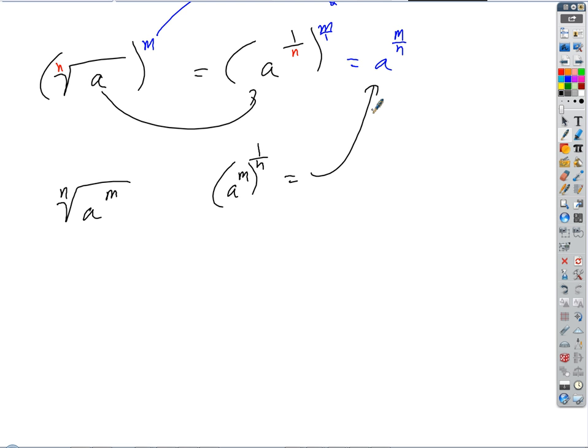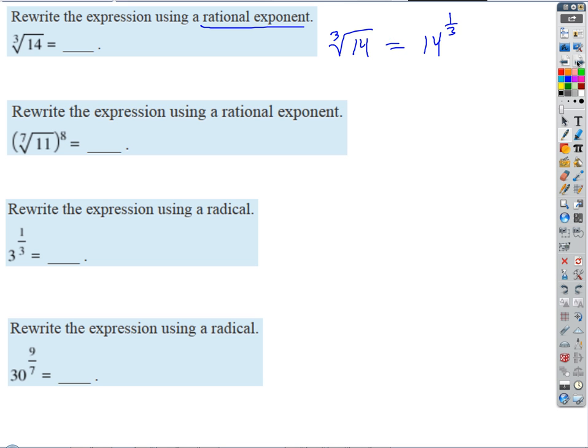So what's the moral of the story? Whenever I'm doing something like either one of these things, whatever the type of radical it is, meaning the number associated with the radical, the index of the radical always goes where in the fraction? Bottom. Good. Whatever power we're taking the base to, whether it's inside the radical or outside, doesn't matter, where does that go? Top, goes in the numerator, right? So something like this then.